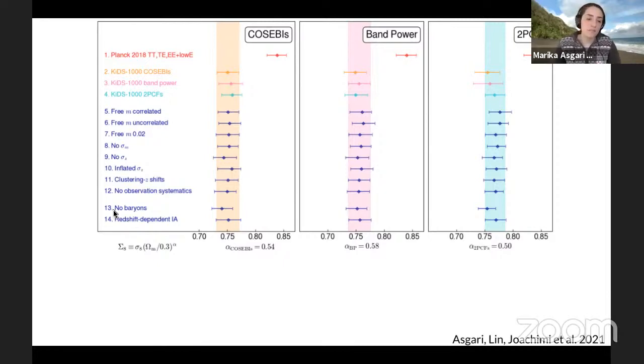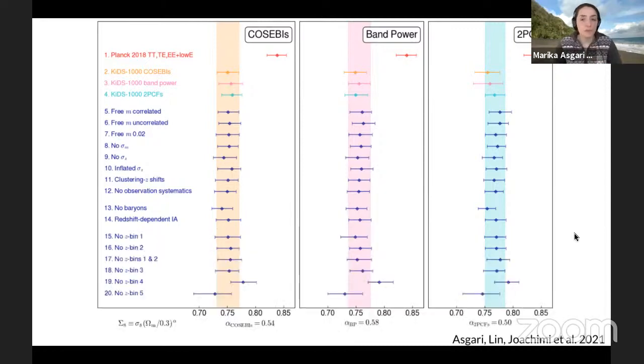The only biggest difference is with baryons. So if there's no baryons, that means no baryon feedback. So if you turn off baryon feedback, you can get a little bit of a shift, which is larger for the two-point correlation functions because they're more sensitive to smaller scales.